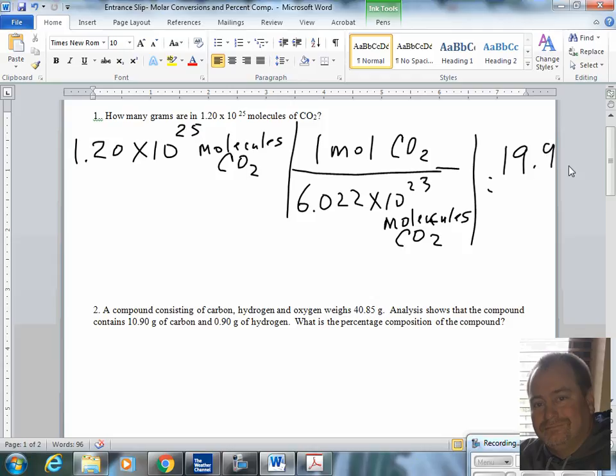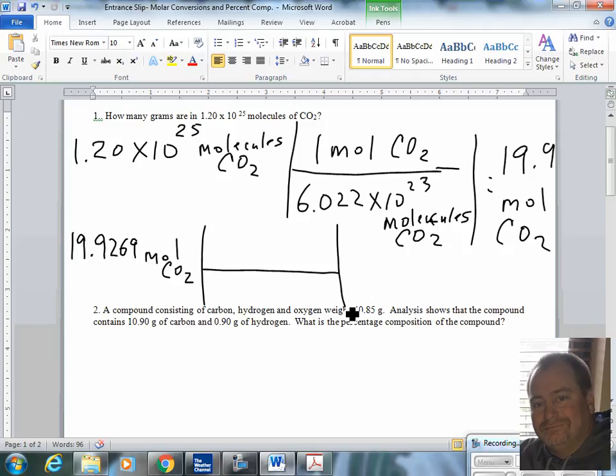I'm going to leave it as 19.9 mole CO2, with the full amount I left in my calculator. So when I come down here, it's a two-stepper. I'm not done yet. I have 19.9269, part of the number that I got, mole of carbon dioxide.